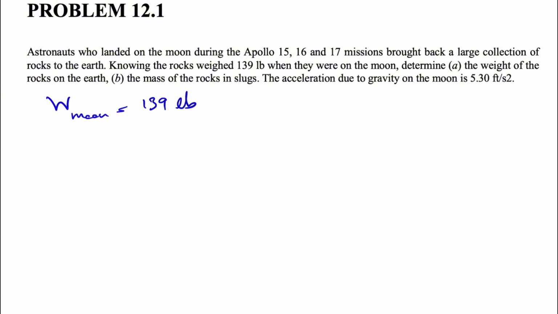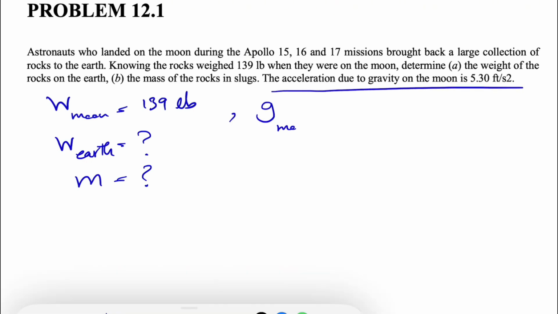In part A, we need to determine the weight of the rocks on Earth. So we are looking for the weight on Earth. We have to figure this out, and also the mass of the rocks in slugs. So we have to find the mass. As we can see, the mass of the rock would be the same regardless of being on Earth or moon or anywhere else, and it's actually weight that is affected by the acceleration of gravity. Also, we have one more given at the end of this question, that the acceleration of gravity on the moon is 5.3 foot per square second.